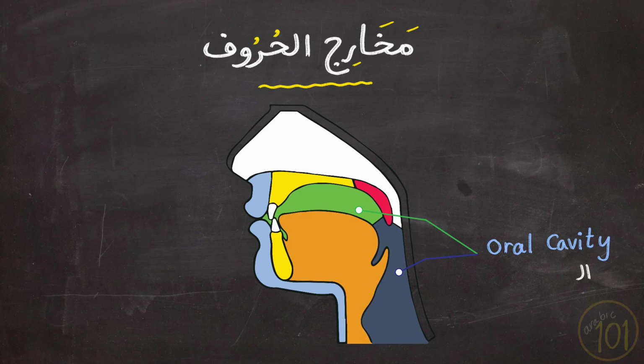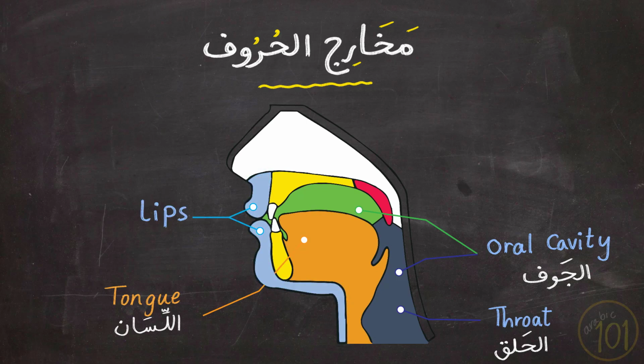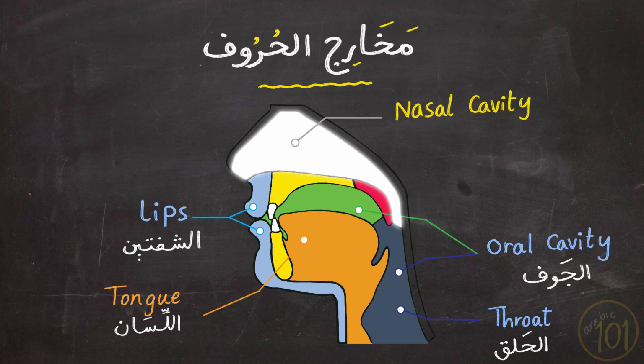We call it in Arabic al-jawf. The second area is the throat, which is this dark blue area, and we call it in Arabic al-halq. So al-halq is part of al-jawf, the oral cavity. Third, the tongue, which is al-lisan. Next we have the lips. These are ash-shafatayn. And finally, we have the nasal cavity, which is al-khayshum.